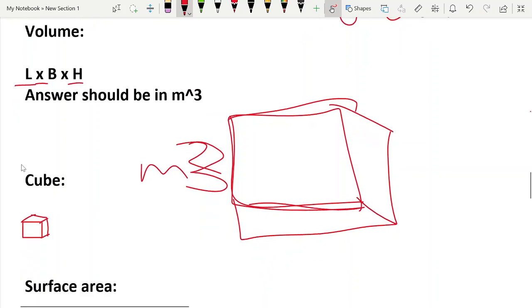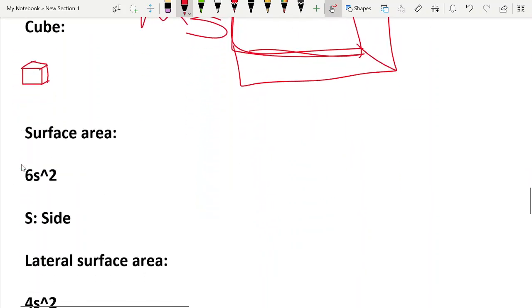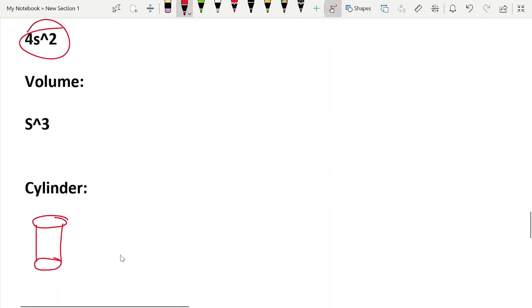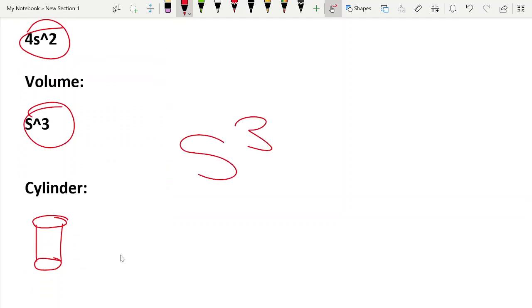Now our cube. The surface area of our cube is 6s square, because we're taking s as the side. There are 6 sides, so we multiply 6 times s square. Then we've got lateral surface area. You take out 2 sides, the up and the down, so it's going to be 4 s square. Then our volume is side cubed, s cubed. Just that.